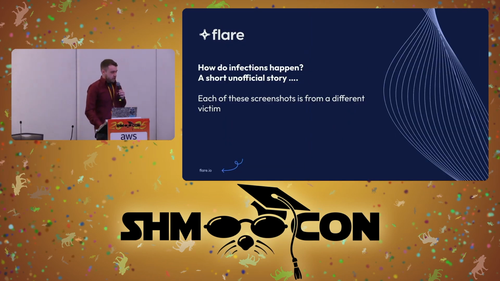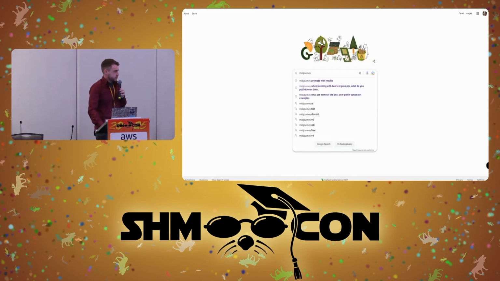So how do infections happen? Each of these is a screenshot taken from a victim. We've anonymized them, so we're not doxing anybody. Each of these is a separate screenshot the InfoStealer malware grabbed from the victim computer, and that's really important. We collage them together to tell you a story of how an infection happened. First, somebody decides to search for Midjourney, a common AI image generation application. I'm sure many of you have used it. It operates through Discord. Totally legitimate search.